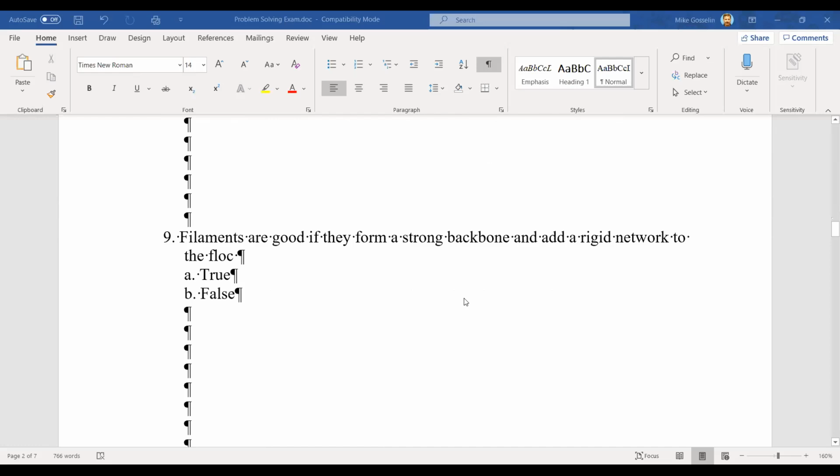Filaments are good if they form a strong backbone and add a rigid network to the floc. A couple B's, and get an A. Yeah, so we're a little bit split there. The correct answer in there is A.